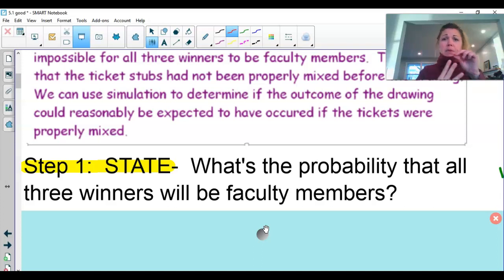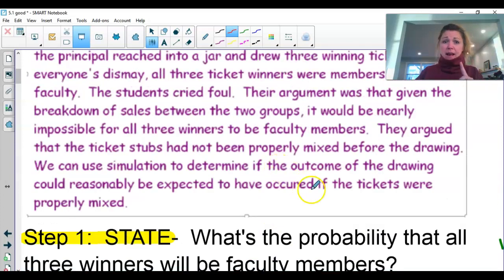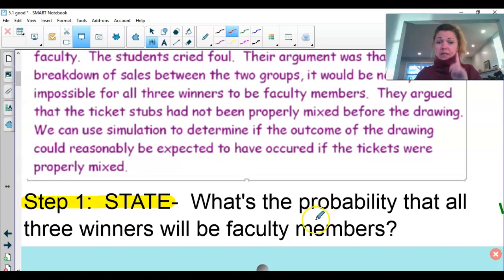The 3 tickets that were pulled out were faculty members, and we cried foul on that. We want to use probability to see what the chances of that happening are. So we restate it and say, what's the probability that all 3 winners will be faculty members? We want to know if this is a likely event or an unlikely event, and we're going to use simulation to predict the probability of this happening.